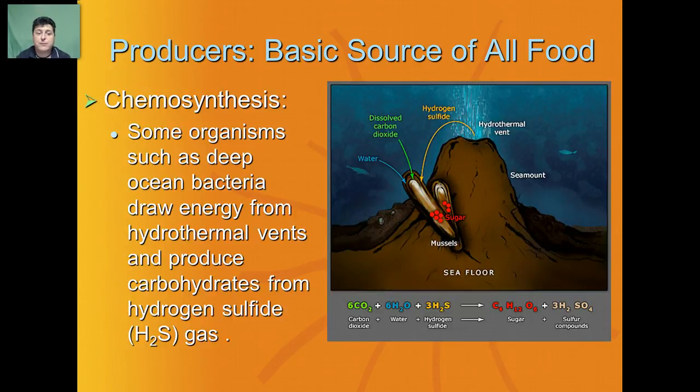Producers found on the seafloor do another kind of production called chemosynthesis, where they take chemicals that are coming from inside the earth, like hydrogen sulfide, and convert that into carbohydrates to support those particular ecosystems, like those found in the hydrothermal vents on the ocean floor.